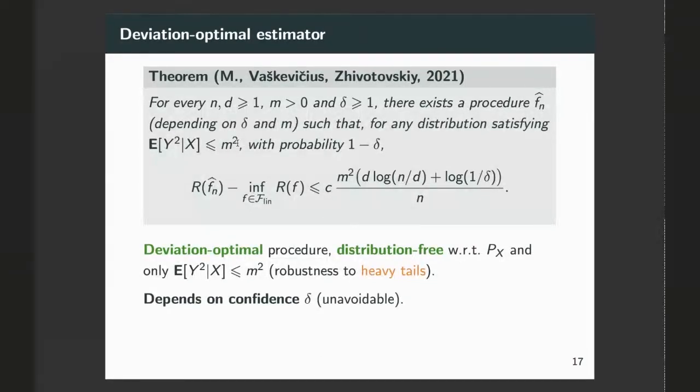We should mention that the procedure depends on the confidence parameter delta. So it depends on the probability with which you do not want to fail. And this dependence is actually unavoidable without stronger assumptions. Even for much simpler problems, like one-parameter mean estimation, one can show that basically you cannot have a procedure which works simultaneously for every delta. And by the way, I made a mistake: delta is not bigger than 1, it's between 0 and 1.